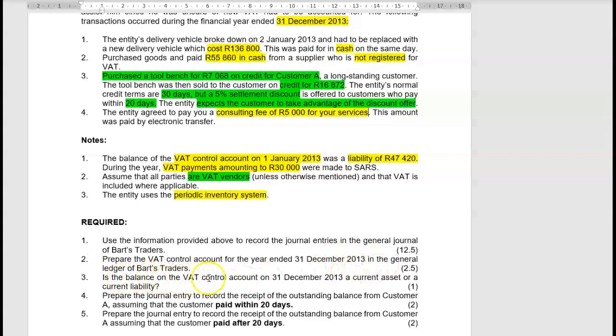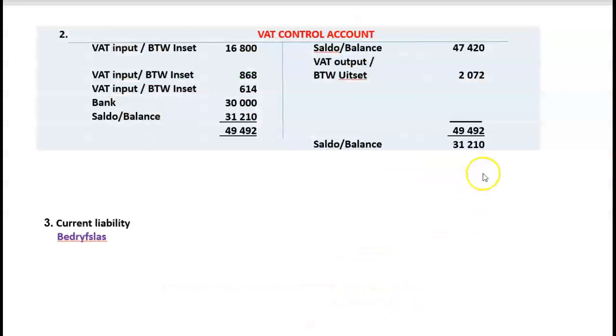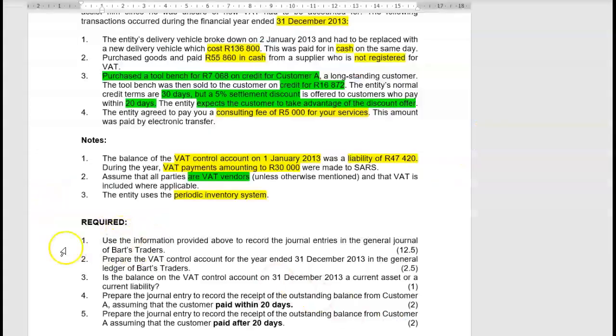Number 3: is the balance on the VAT control account a current asset or a current liability? Guys, it's a liability. It's got a credit balance, therefore the entity owes the receiver of revenue that 31,000 Rand, so it's a current liability.